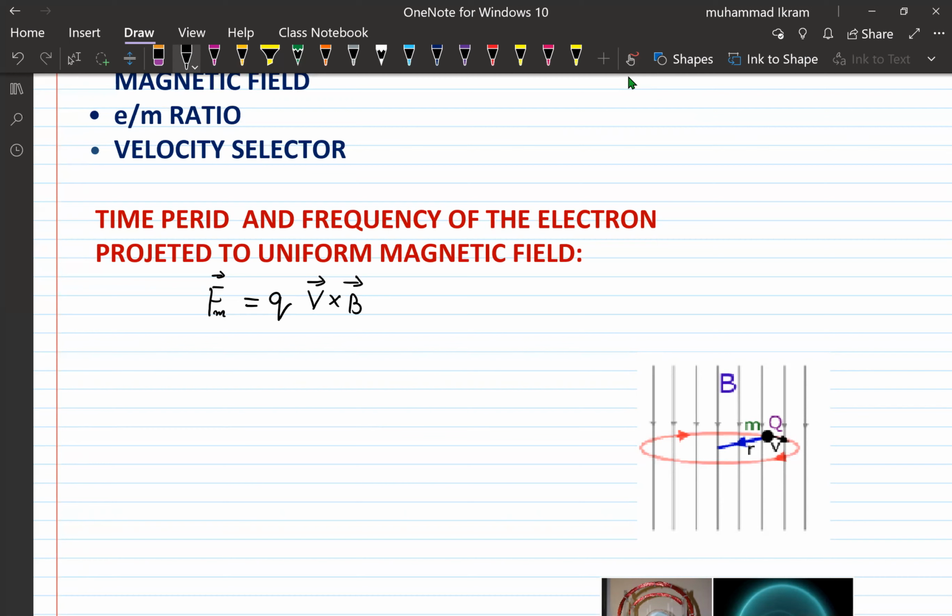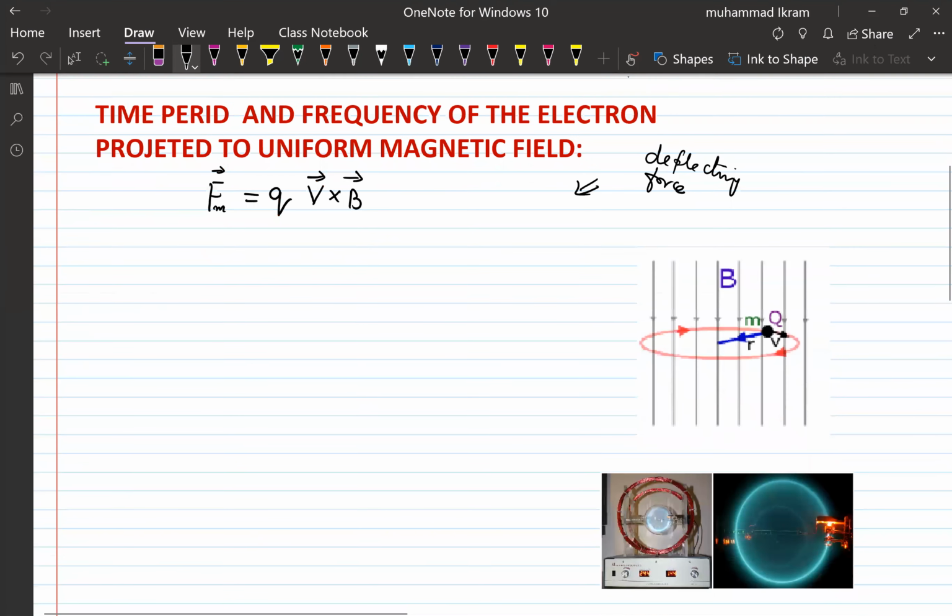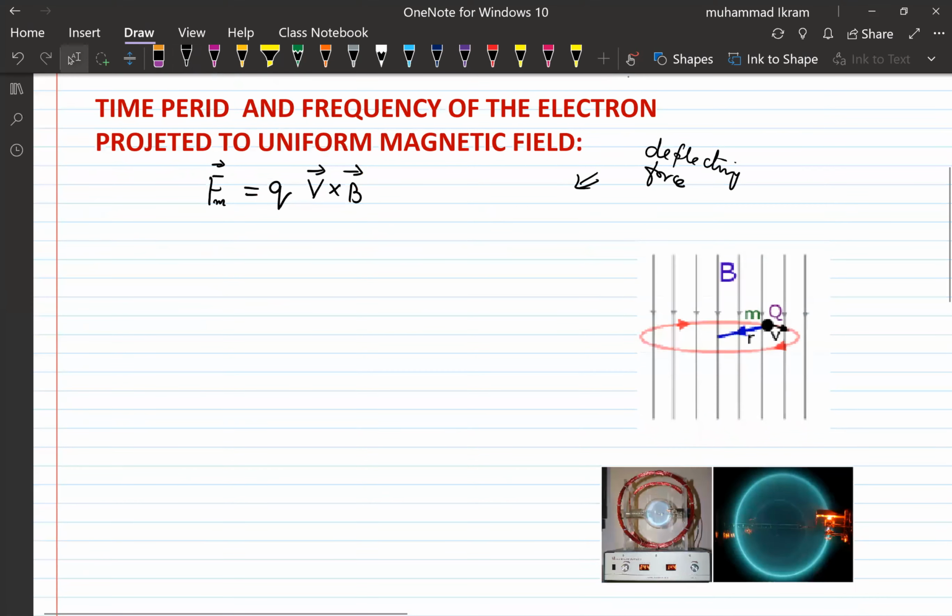And I told you this does not change the magnitude, that is the speed of the charged particle, it only changes the direction. And this is why I call this force the deflecting force, because it only deflects the path of the electron. And then I discussed all the various cases regarding this. Now we will apply this to find out the frequency and time period of the electron as it moves around a circular path inside the perpendicular magnetic field.